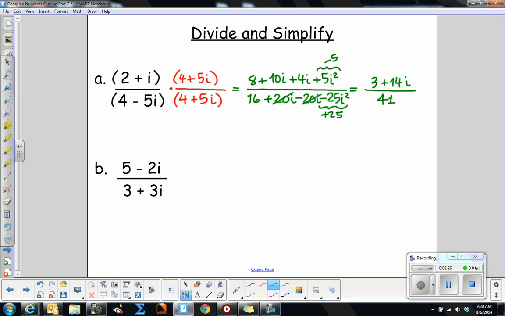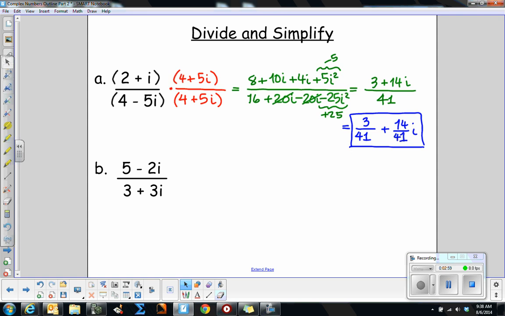We're almost done, except that answer is not technically a complex number in standard form. To put it in standard form, we'll divide each term individually by 41. That should be a 41. And now we've got a complex number in standard form. Real number plus imaginary number.